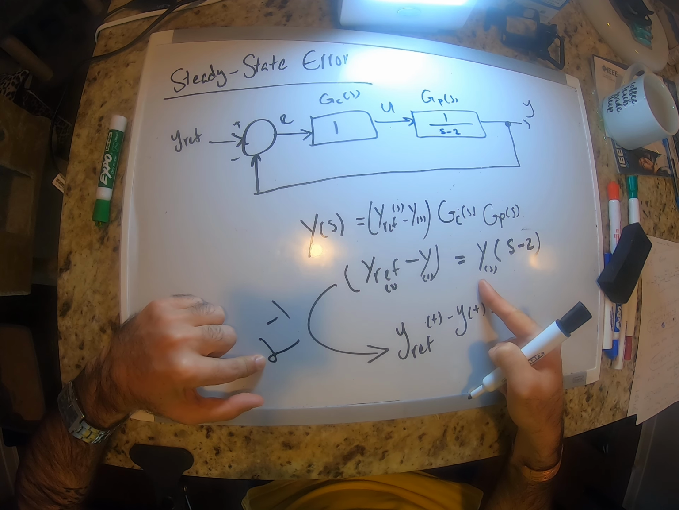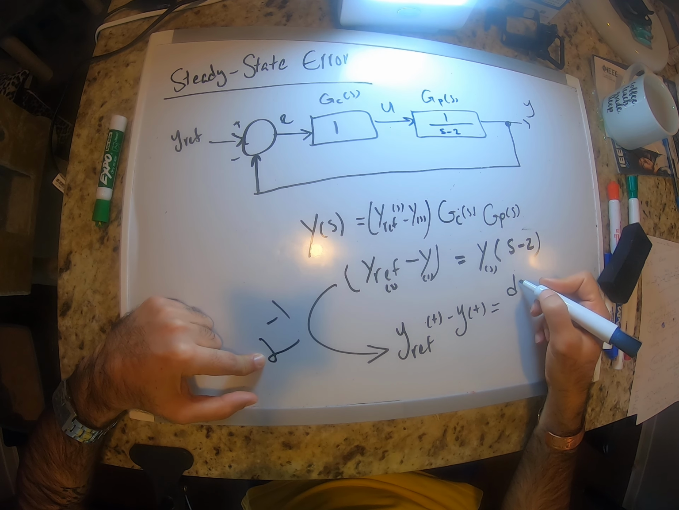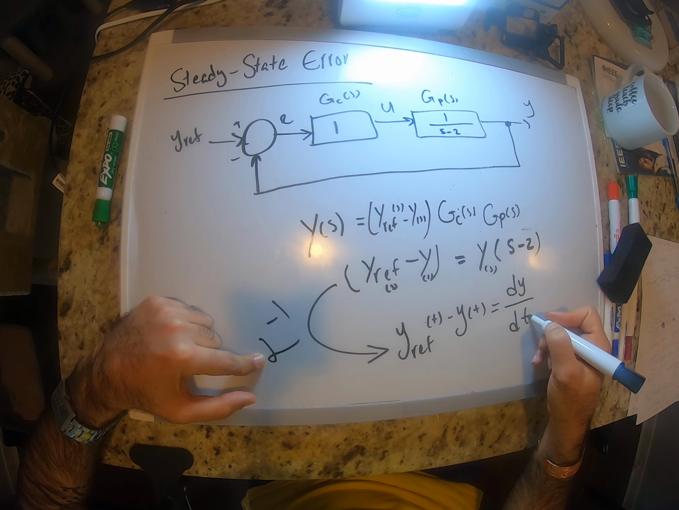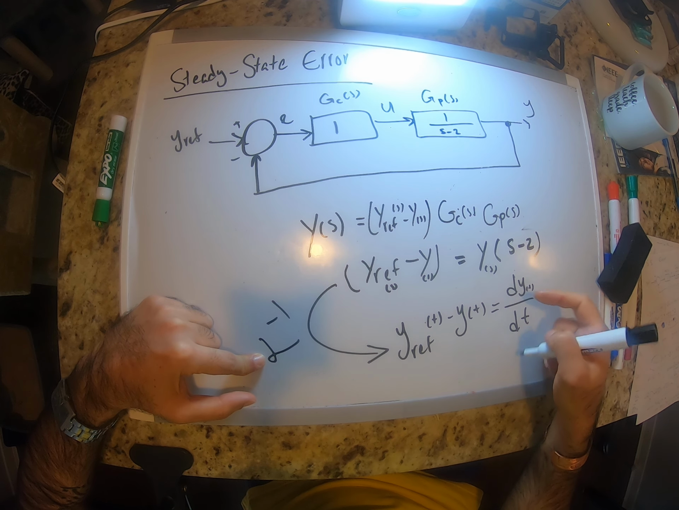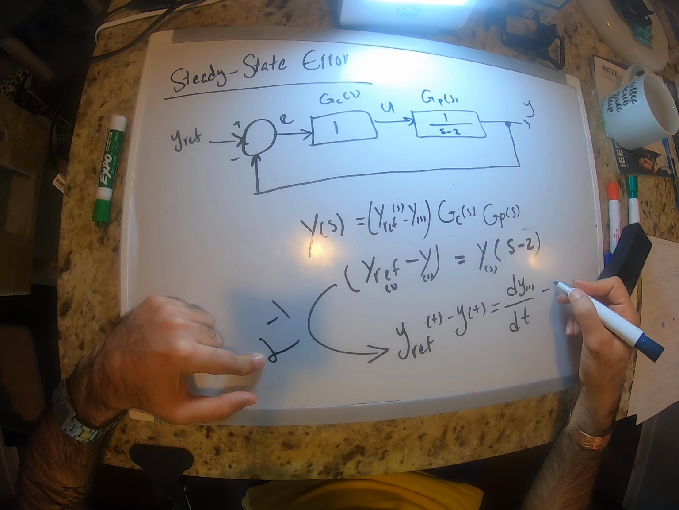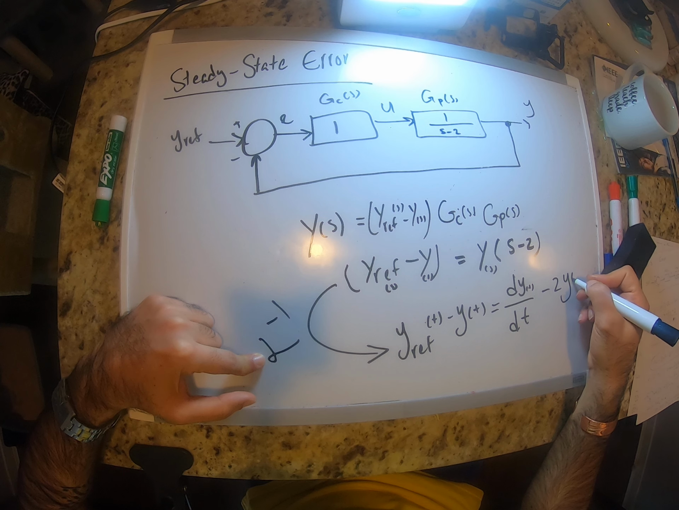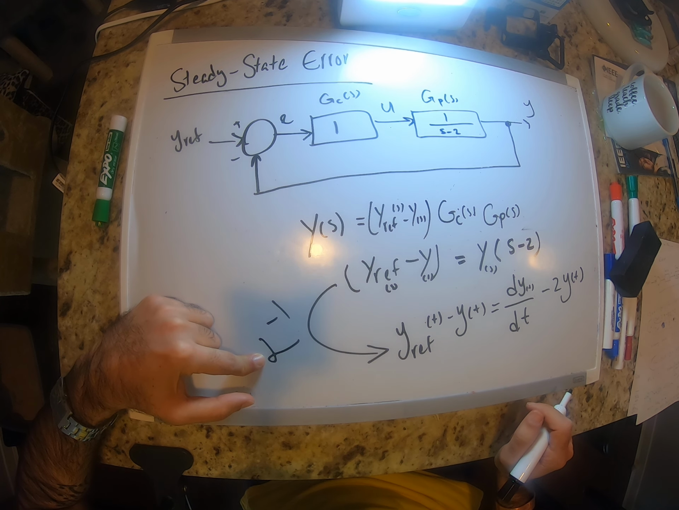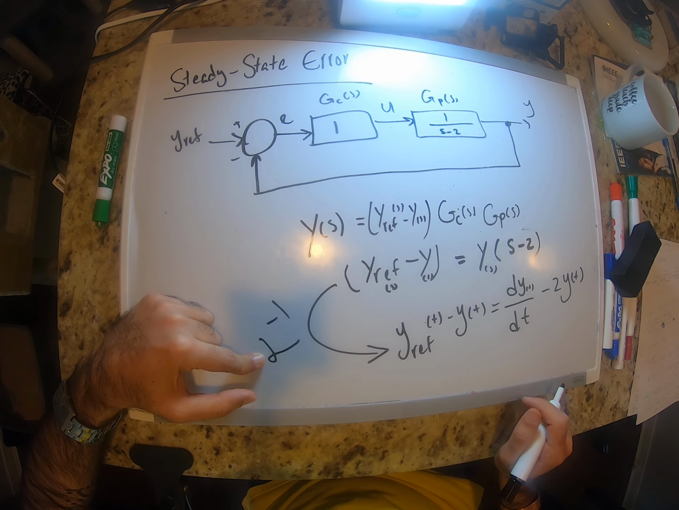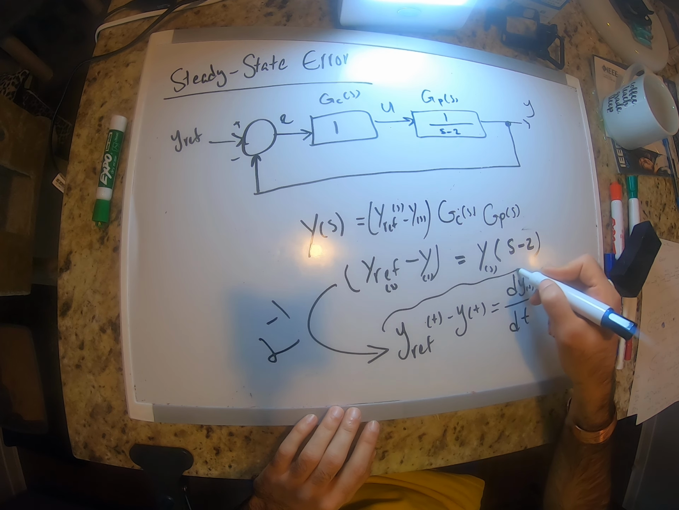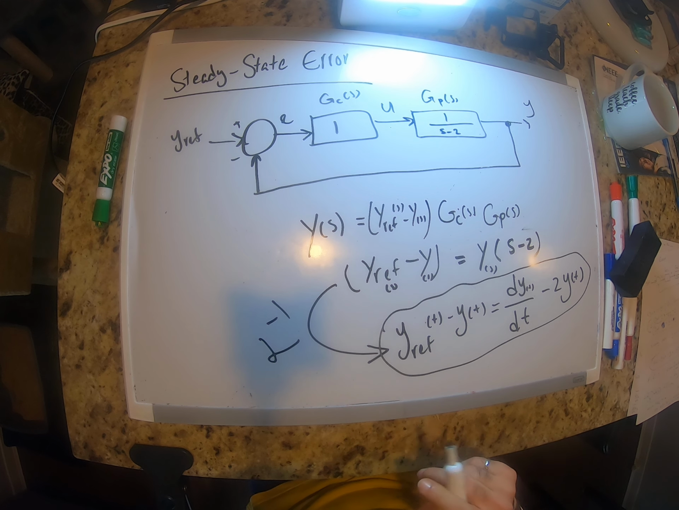What is the inverse Laplace transform of that? That's right. It's going to be dy over dt, right? The derivative of output, minus 2 times y of t. Okay. Is everybody okay? So this is what we ended up with in the time domain.